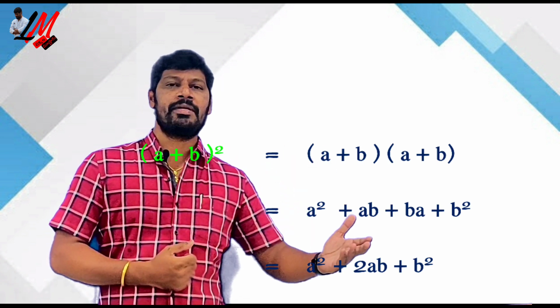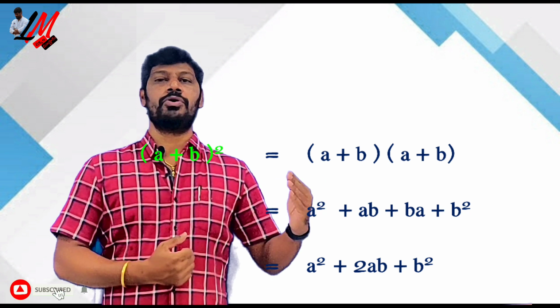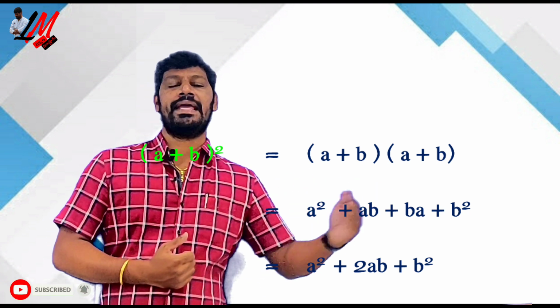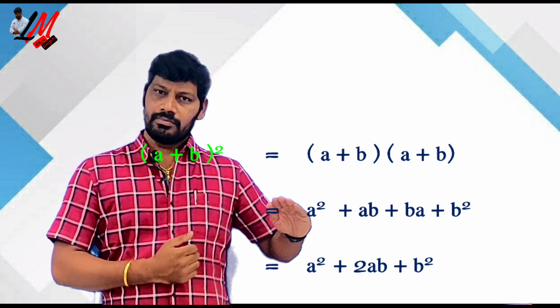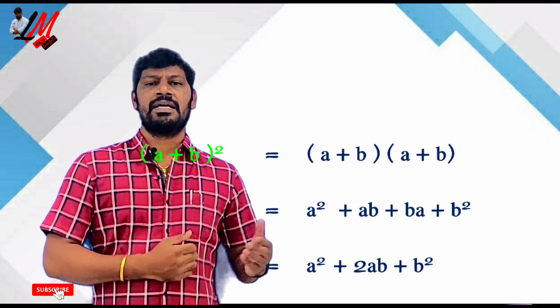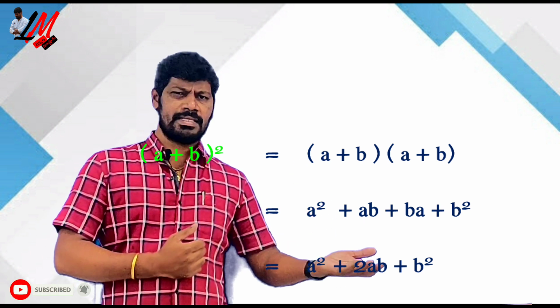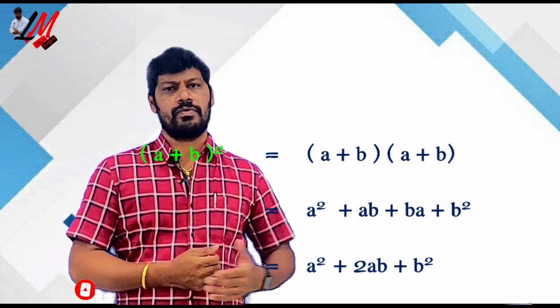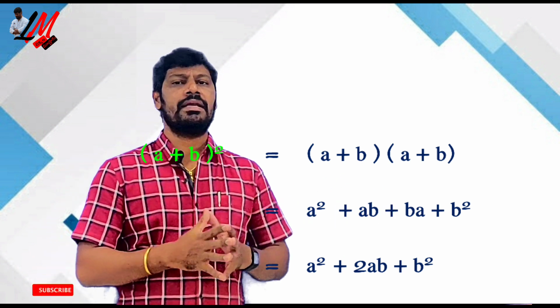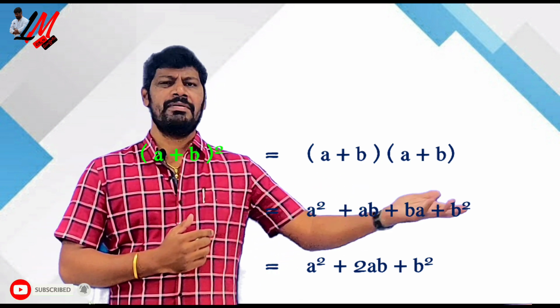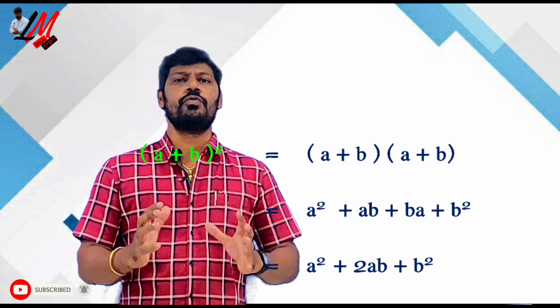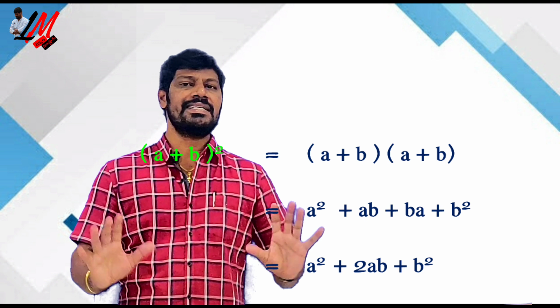Now, we teachers follow this procedure to explain (a + b)². On the board, (a + b)² is nothing but (a + b) into (a + b). Then we distribute a and b over the other (a + b), like a into (a + b) plus b into (a + b). On simplification, we get a² + ab + ba + b². On rearranging the terms and adding like terms, we get a² + 2ab + b². This is how we usually remember or understand the formula.